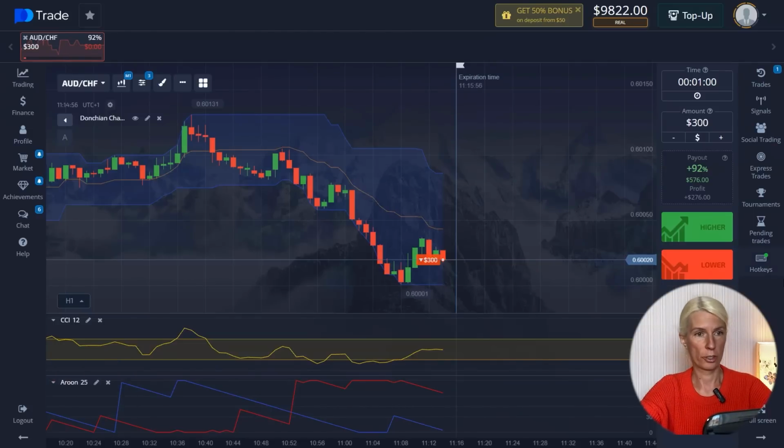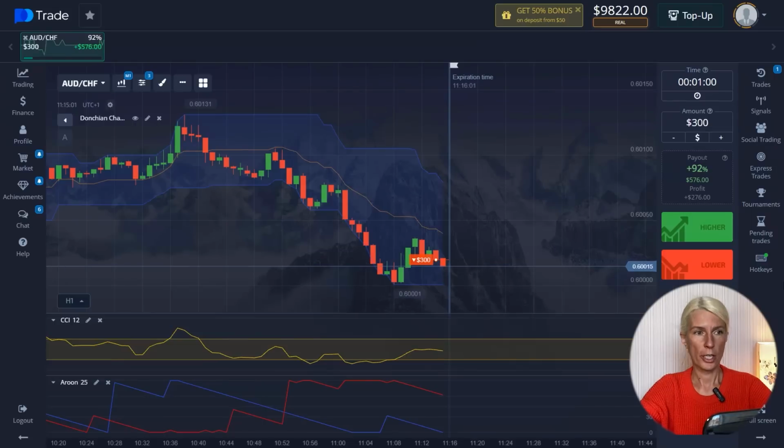The situation has not changed. The CCI indicator is in a horizontal position, but taking into account the fact that the red line of Aroon, responsible for the downward movement, is above the level of 70 and the blue line is about 0, this indicates the strength of the bearish trend, and I expect further price decline.